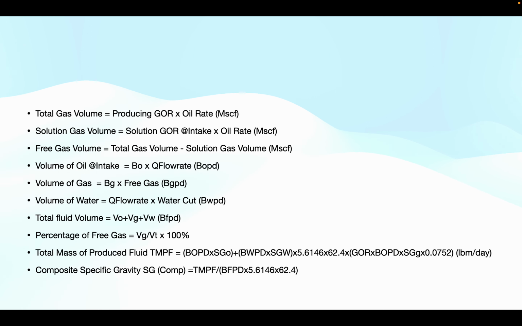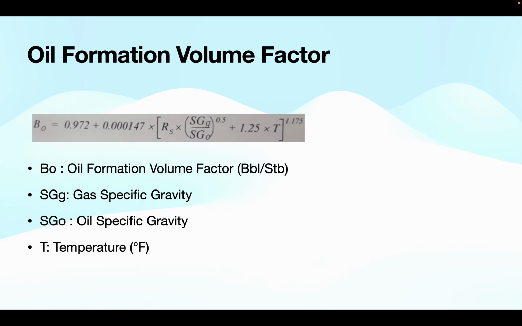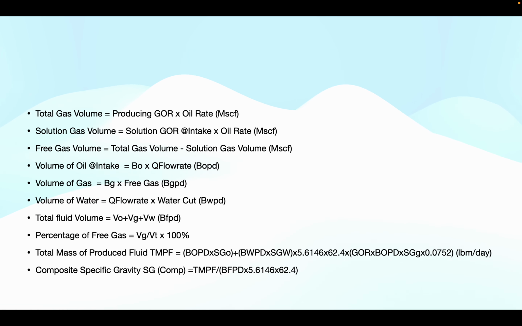This is the total gas volume, equal to producing GOR multiplied by oil rate. And this is the solution gas volume: solution GOR at intake multiplied by oil rate. Free gas volume is total gas volume minus solution gas volume. Volume of oil at intake is the oil formation volume factor multiplied by the flow rate of oil.